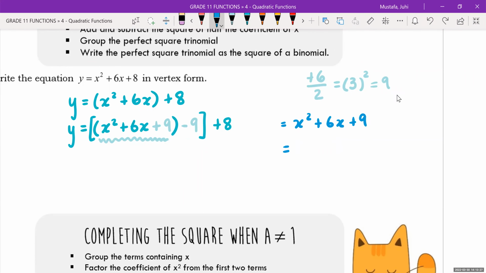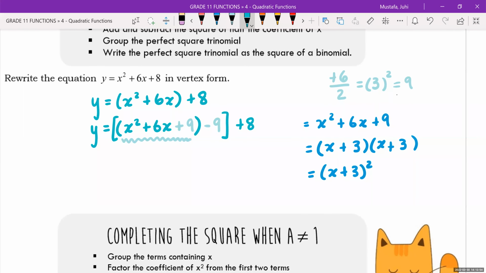So I'll just illustrate that here. We're going to have x times x, 3 times 3, plus and plus. And we can rewrite that to be x plus 3, all of it squared. And that's really the whole point of completing the square. You're trying to get a trinomial that is a perfect square trinomial that you can factor and get two of the same factors.